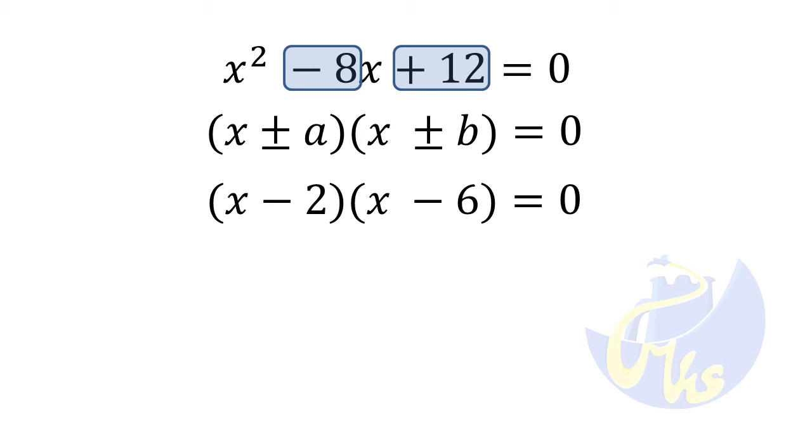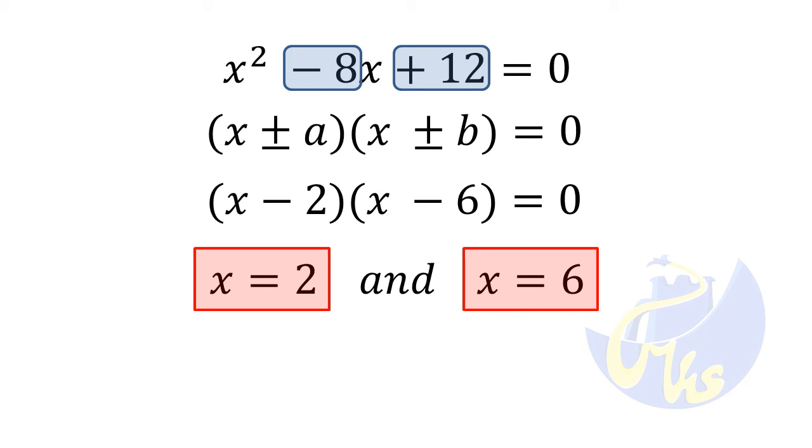Now like last time, because we want this to equal 0, we need to think about the values of x that we could put into these brackets to make it work. And so on the left, if you put x is 2, you would get 0, and on the right, if you put x is 6, you would get 0, and so you get your two solutions again.